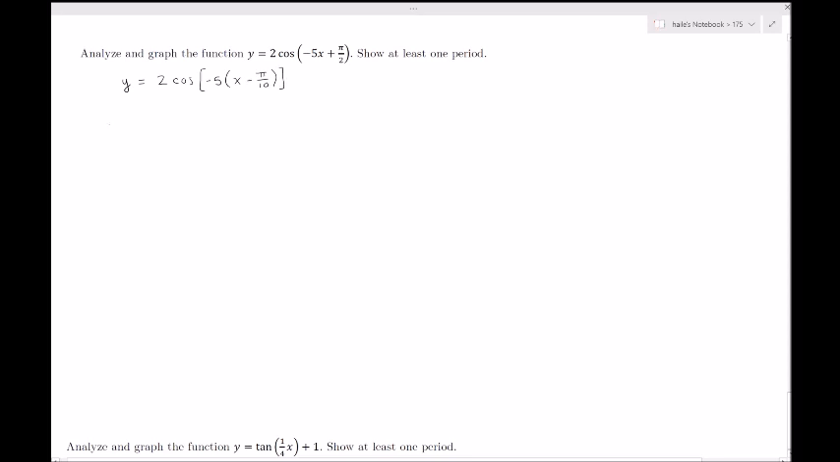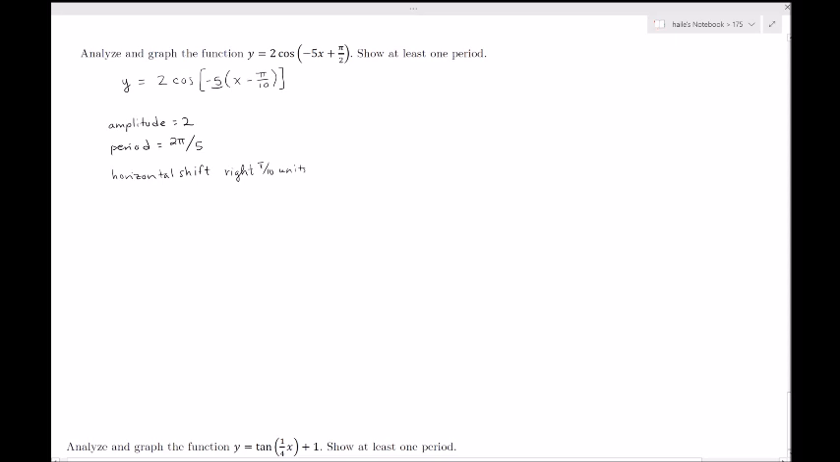So from this, we can see that the amplitude of our cosine function is going to be 2. Our period is going to be 2 pi divided by the number sitting outside of the argument, but still in the argument. So we have 2 pi over 5. And we're also going to have a horizontal shift because we have something added to x. So our horizontal shift, we're going to shift right pi over 10 units.